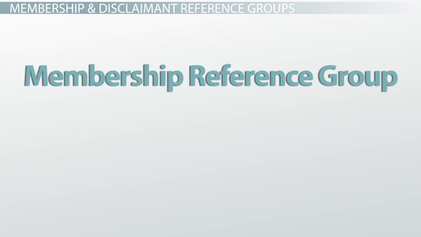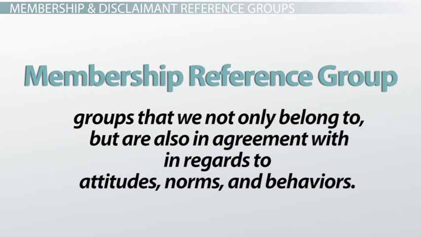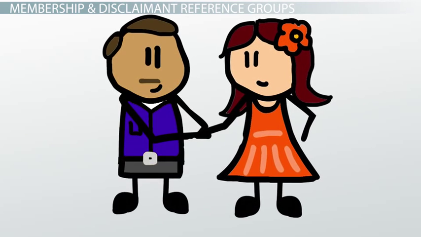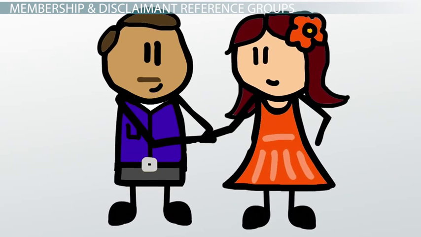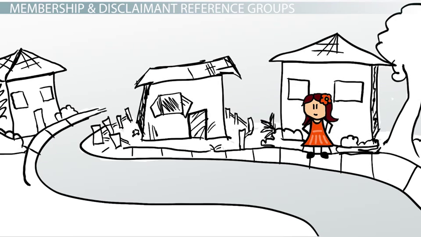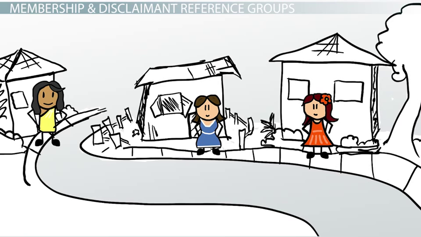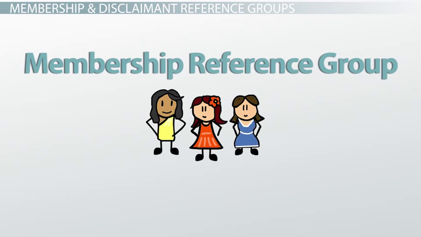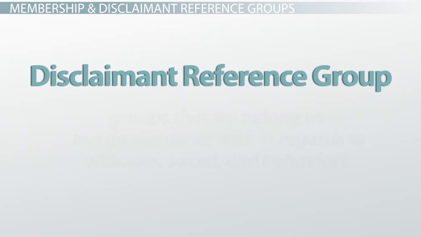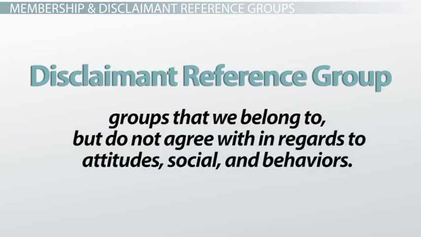Membership reference groups are those reference groups that we not only belong to, but are also in agreement with with regards to attitudes, norms, and behaviors. Suppose that Carol is a married woman. If Carol identifies and agrees with the attitudes and behaviors of other married women in her area and relies on them as a way to compare and modify her own attitudes and behaviors, then she is part of a membership reference group.